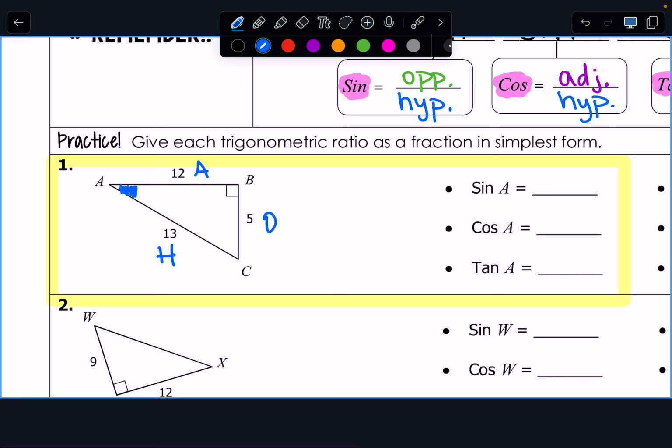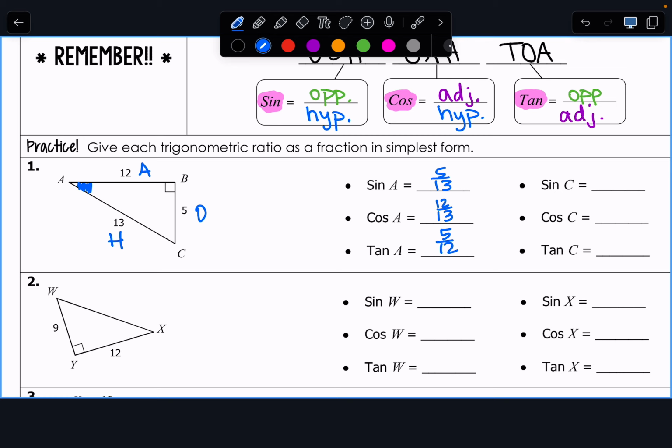Our tangent ratio, Chase. I believe in you, Chase. 5 over 12, opposite over adjacent. Okay, now what I'm going to do, I'm going to erase my A and my O, and I'm going to go ahead and focus on angle C. Well, now my opposite is 12 and my adjacent is 5.